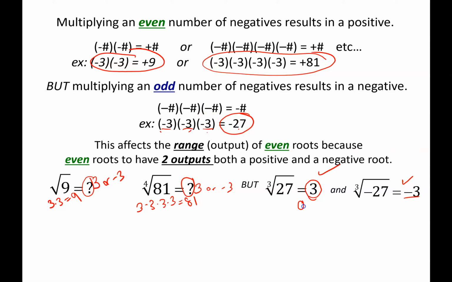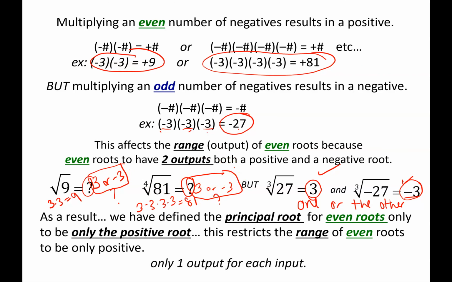So I know it's either one or the other when I'm working with odd roots. It's either going to have a positive root or a negative root. It's when we're working with even roots that we have this situation of, well, I don't know which one it is. Which one do I choose, positive or negative? So the choice has been decided by this thing called the principal root.